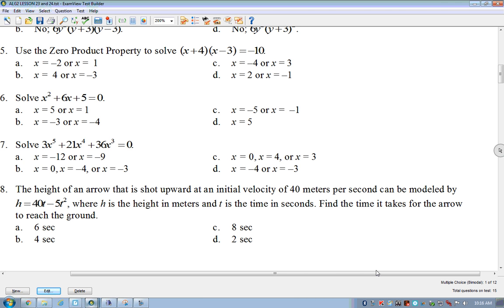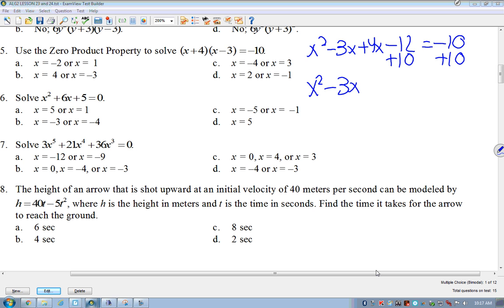Does that make sense? All right, so x times x is x squared. X times negative 3. 4 times x. 4 times negative 3, negative 12, equals negative 10. What do we want to do with that negative 10? Add it to the negative 12. So we have x squared minus 3x, or sorry, we can simplify that, right? Plus x comes out to what? What's negative 12 plus 10? Minus 2 equals 0.